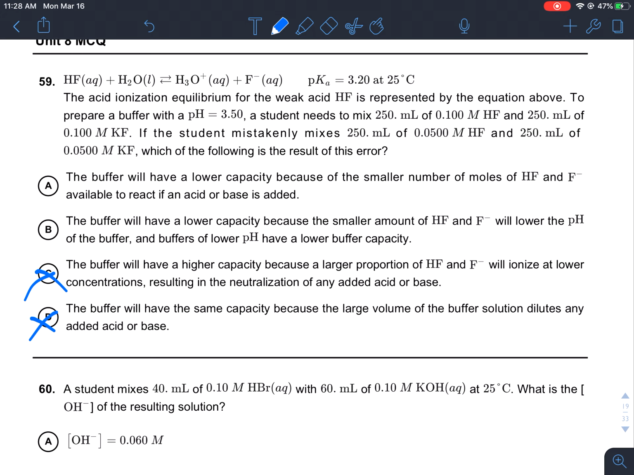So let's read A. The buffer will have a lower capacity. Yeah, it can't do as much because there is a smaller amount of moles of HF and F minus able to react if an acid or base is added. That is correct. A, not B.